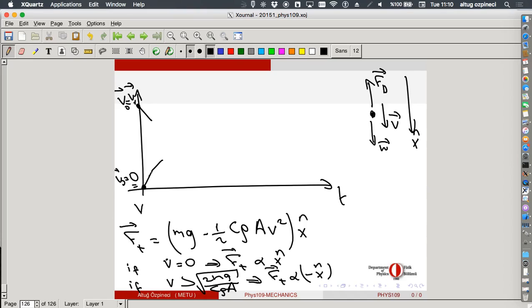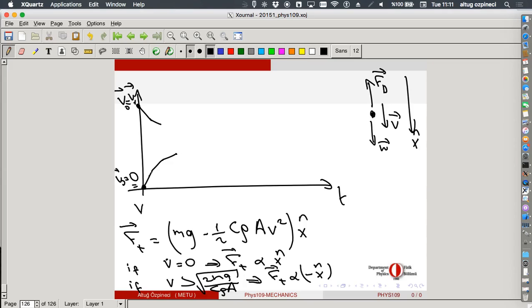Initially, it is decelerating very fast, but then it will not be decelerating so fast. The speed of this object got even larger, so this term becomes even larger. So the difference is now smaller, so the acceleration of this object got even less. It is still accelerating downhill, but the acceleration is less. So it will make such a motion.